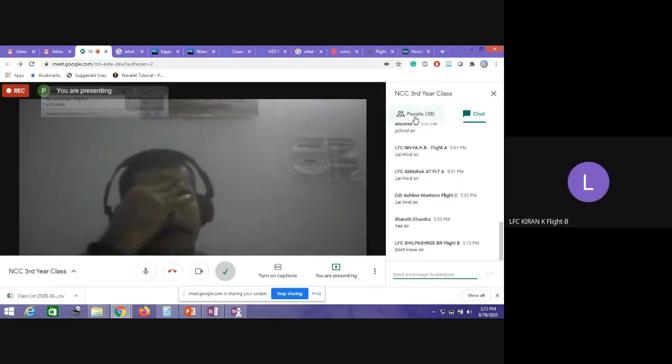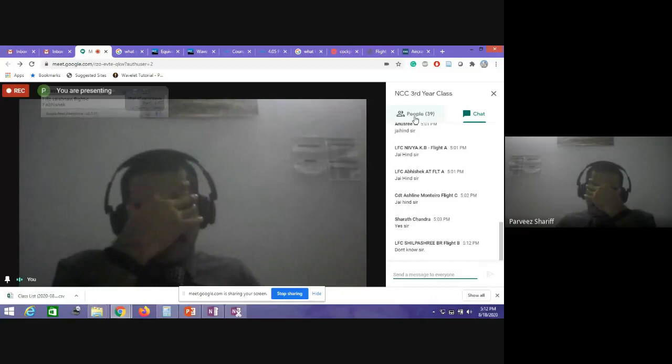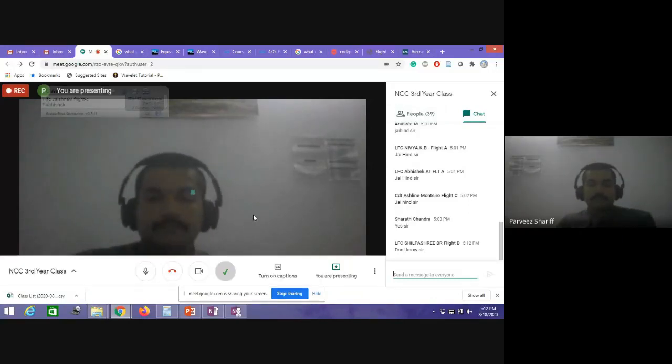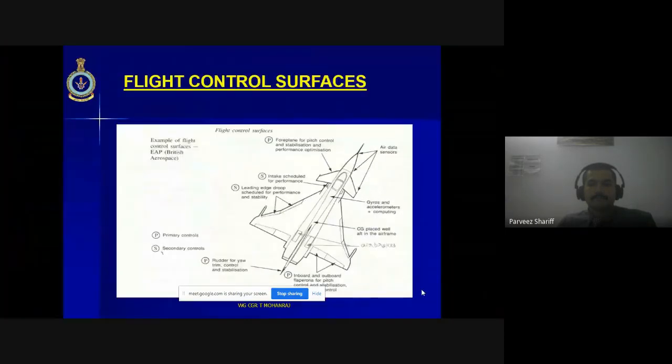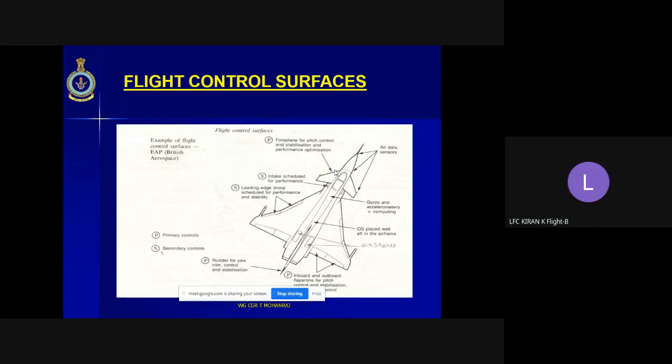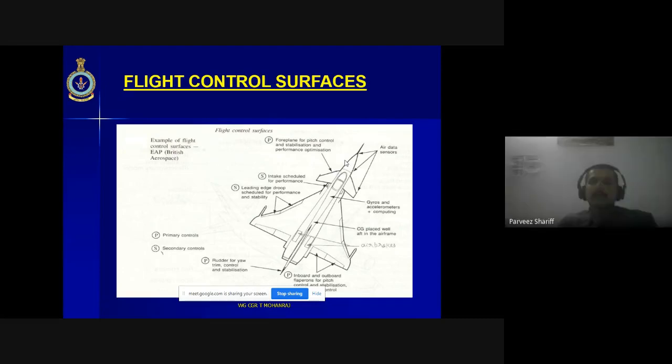Sir, canard. What is the function of canard? Who is it, Kiran? Who has answered? So canard is the correct answer. So this small wing, we call it a canard. Can you give me an example of an aircraft in which you can see the canard? Does the Rafale aircraft have a canard?